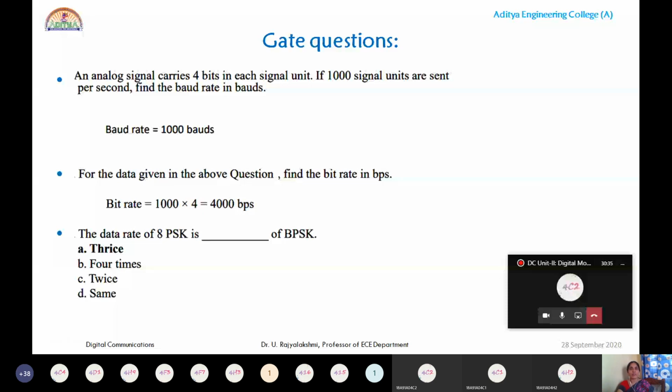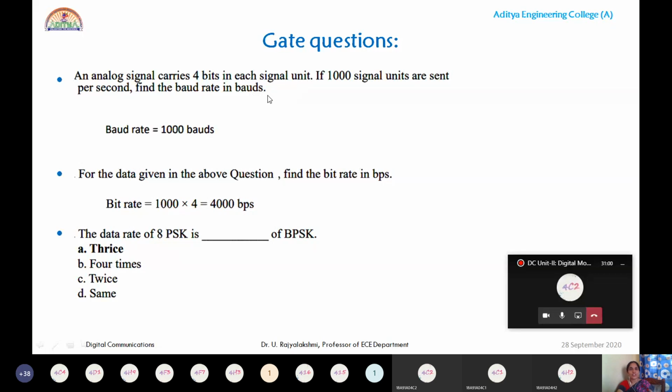It does not say that 1000 bits are transmitted per second. If that were given, the bit rate would be given to you. But here it says 1000 signal units are sent per second. So the baud rate is given directly, and you are asked to calculate the baud rate. This is like an indirect question, where the answer is given directly in the question itself.